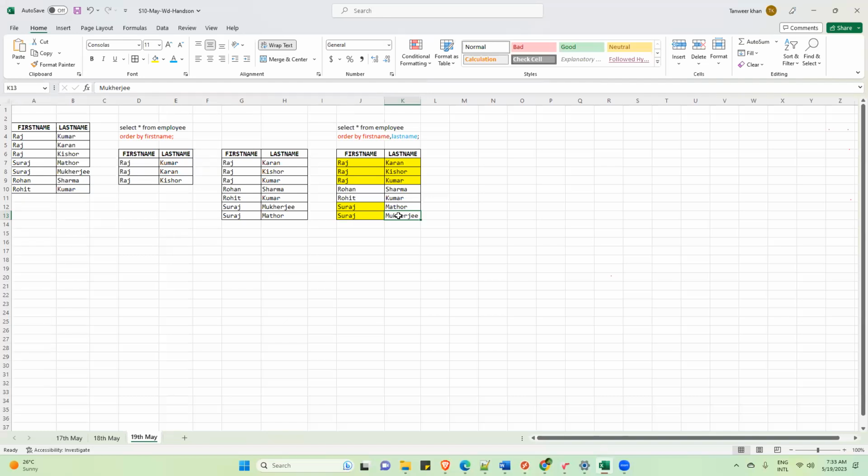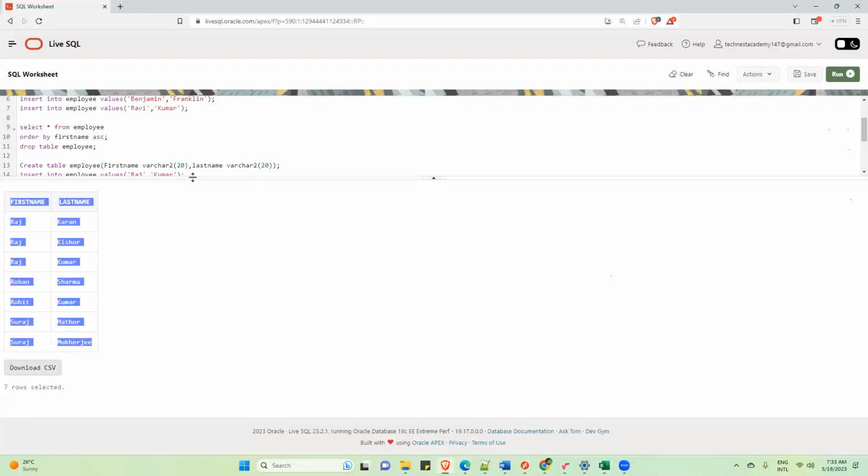Any other question? I have a question here. If there are duplicates, in the sense two people can have the same name, same first name and same last name, in that case, how would I sort the data? So if two people have the same first name and last name, suppose, let me take an example.